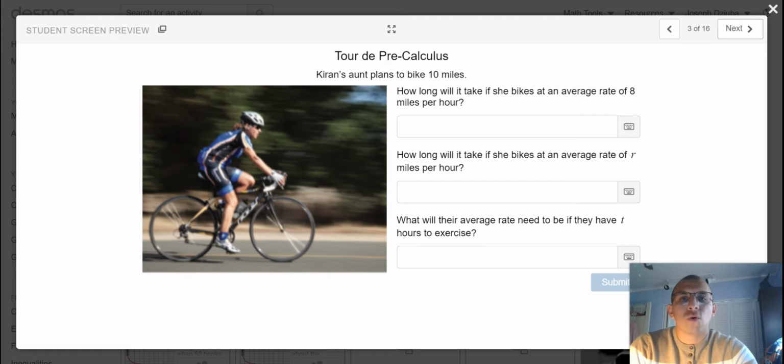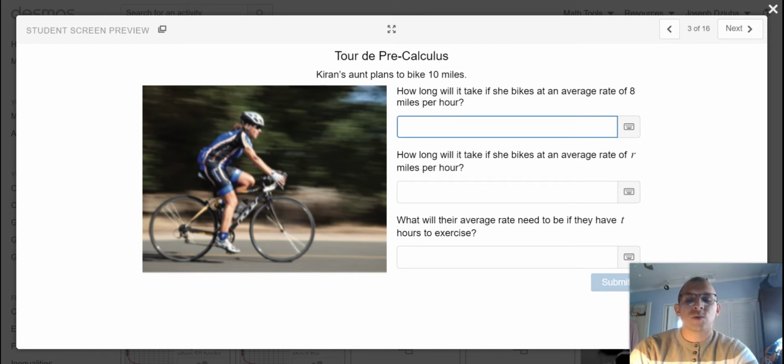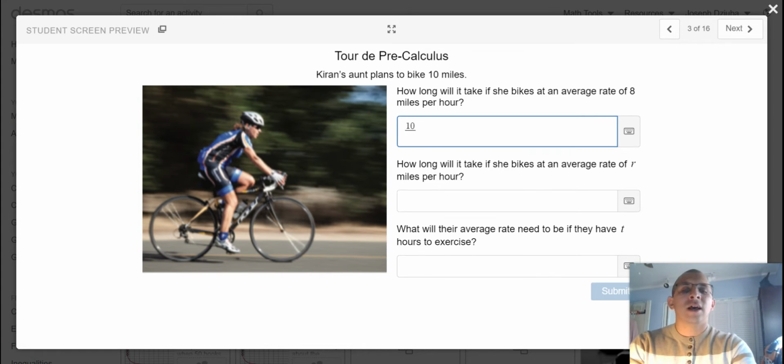All right, now we're going to start the tour de precalculus. I hope you laughed. Kieran's aunt plans to bike 10 miles. How long will it take her if she bikes at an average rate of 8 miles per hour? This might jog some of your physics memories, but remember, if we want to calculate time, time is equivalent to the distance divided by the rate. So the distance that Kieran's aunt will be traveling is 10, divided by the rate, in this case 8. So it'll take her roughly 1.25 hours to bike 10 miles.